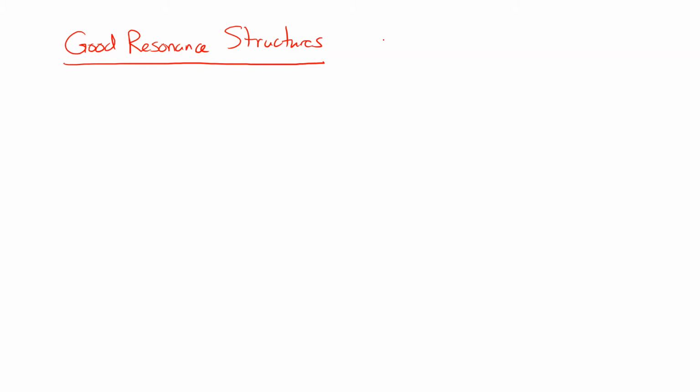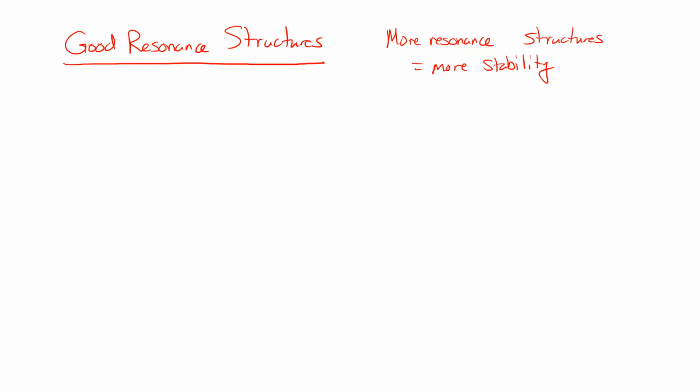Okay, first, why are resonance structures good? More resonance structures equals more stability. All right, so someone needs to keep a running tally of how many times I say this is the most important thing I'm going to tell you in organic chemistry, because I'm going to say it a lot, but this is the most important thing I'm going to tell you in organic chemistry, right? More resonance structures equals more stability.